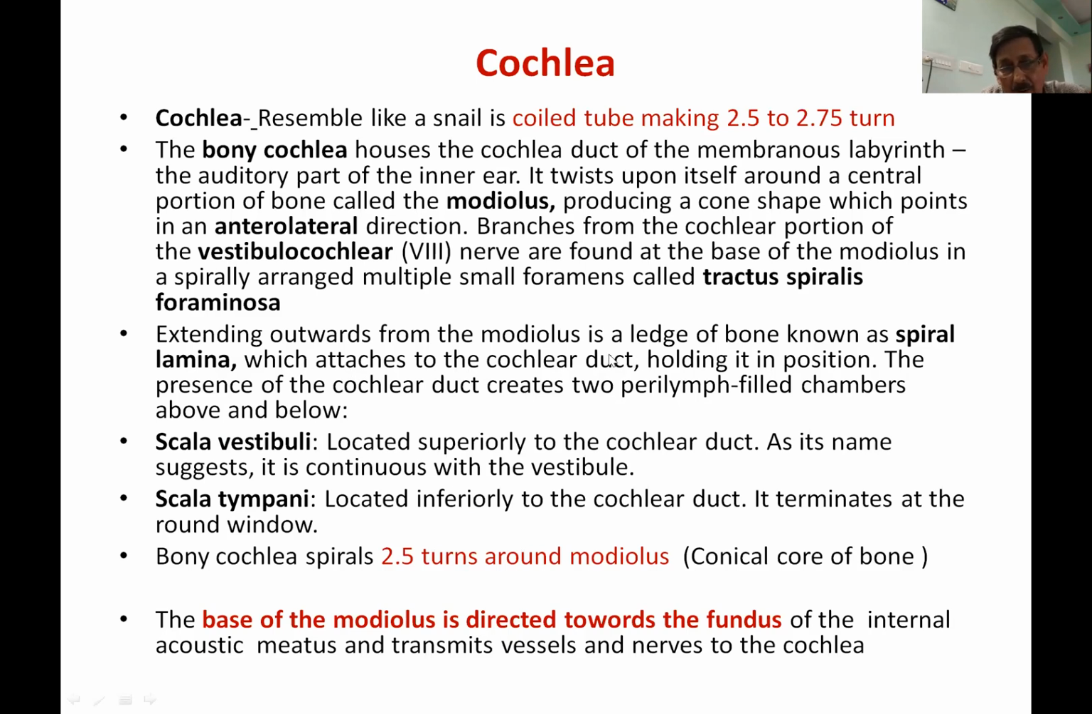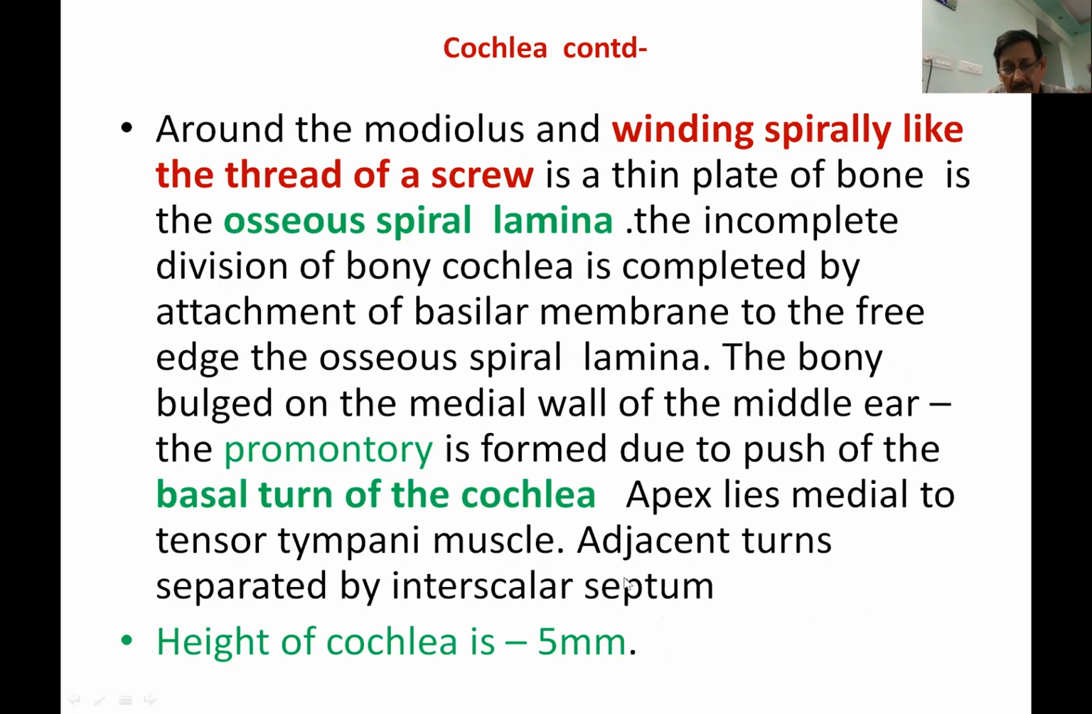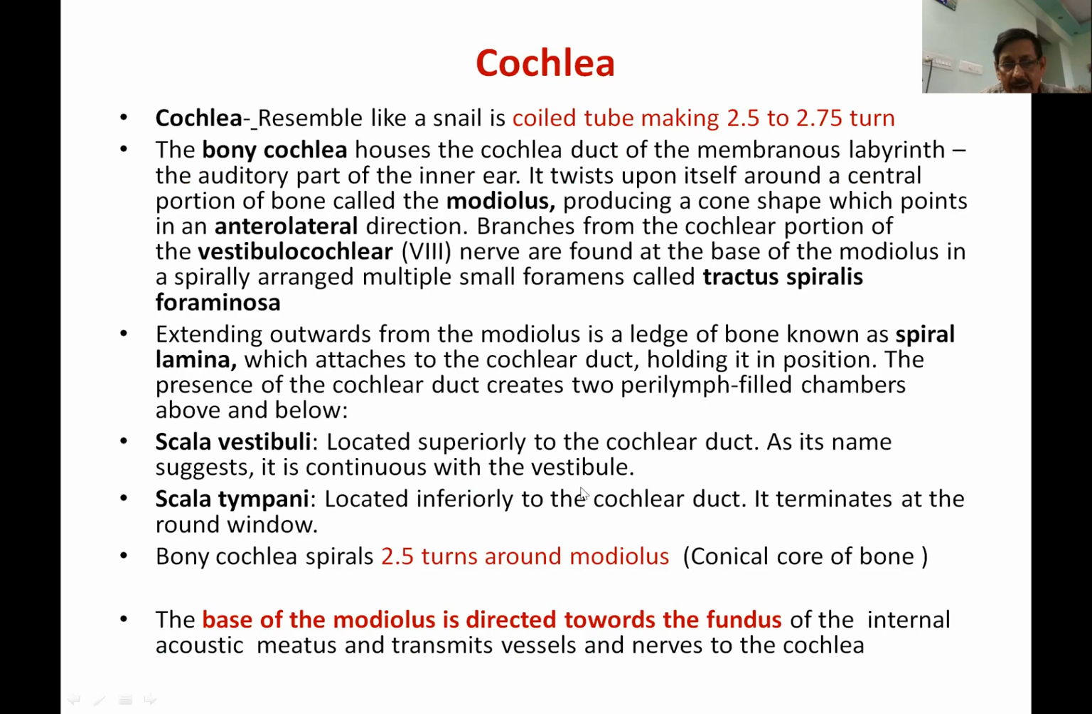It has superiorly the vestibular membrane and inferiorly the basilar membrane. So this, located superiorly to the cochlear duct, is the scala vestibuli. The one located inferiorly to the cochlear duct, or below the basilar membrane, is the scala tympani. The scala vestibuli is continuous with the vestibule, whereas the scala tympani terminates at the round window.